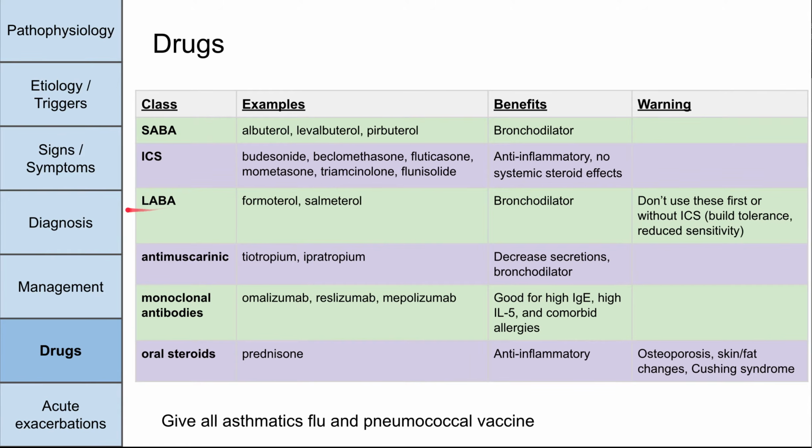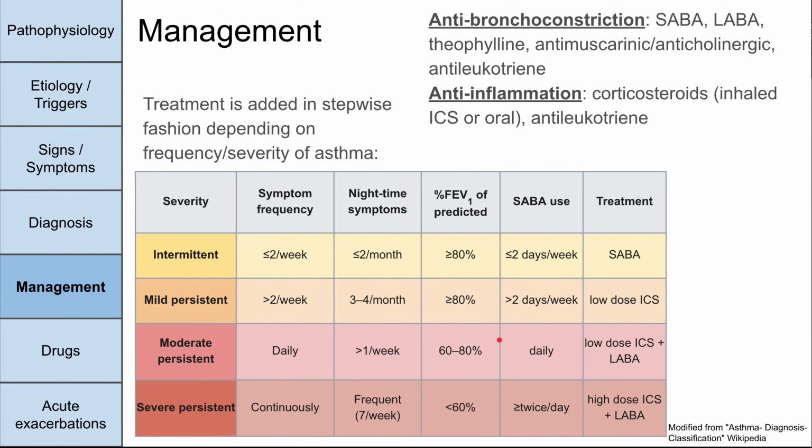And if you do use long-acting beta agonists without the inhaled corticosteroids, you can build tolerance to the long-acting beta agonists. It can reduce your sensitivity so they won't work as well, and it predisposes you to more severe and more frequent asthma exacerbations. So it can actually make your symptoms worse if you're using it without the steroids. So always combine the inhaled corticosteroids and the long-acting beta agonists. And you'll notice on the previous slide that every time you used the long-acting beta agonists, it was always in conjunction with an inhaled corticosteroid.